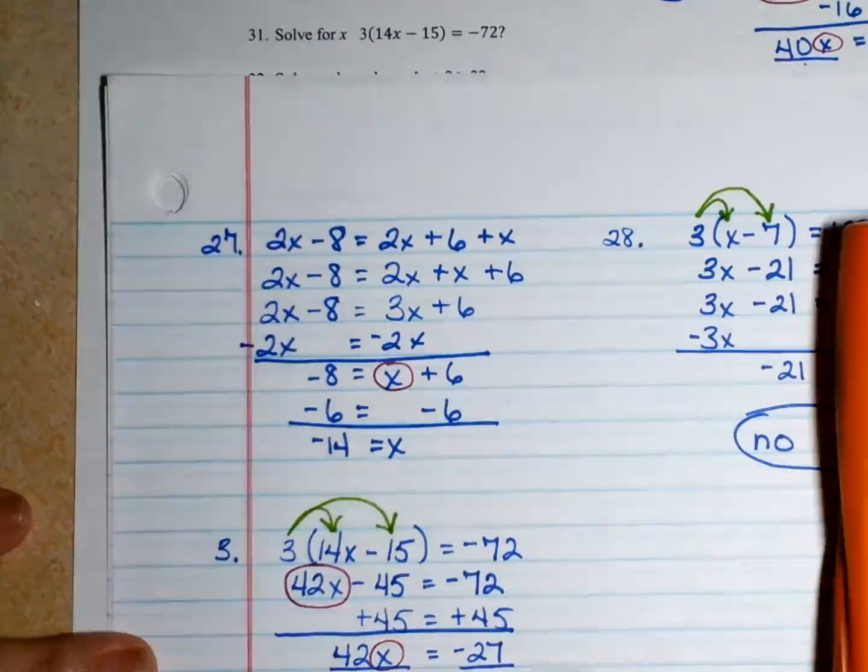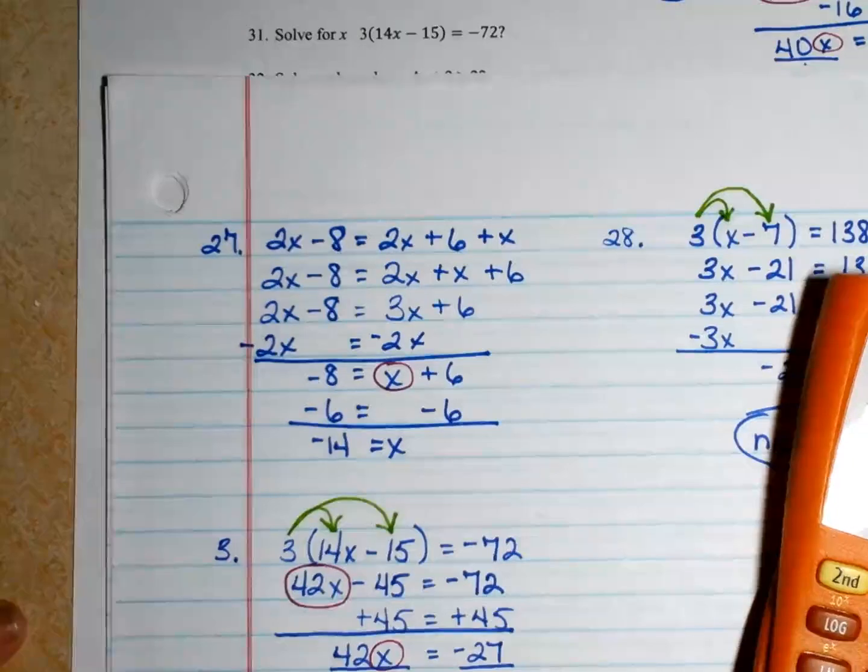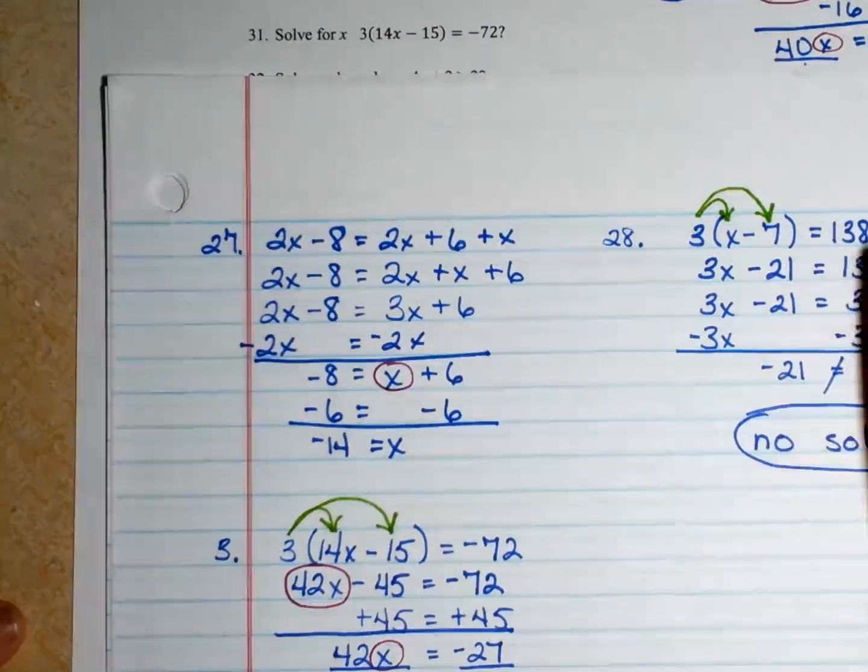Now I have to solve for x, so I'm going to divide both sides by 42, and I wind up with x equals negative 27 over 42. But I know that I can divide both of those by 3, and I wind up with 27 divided by 3 is 9, and 42 divided by 3, let's double check that, 42 divided by 3 is 14. So I wind up with x equals negative 9/14. Okay, that works.